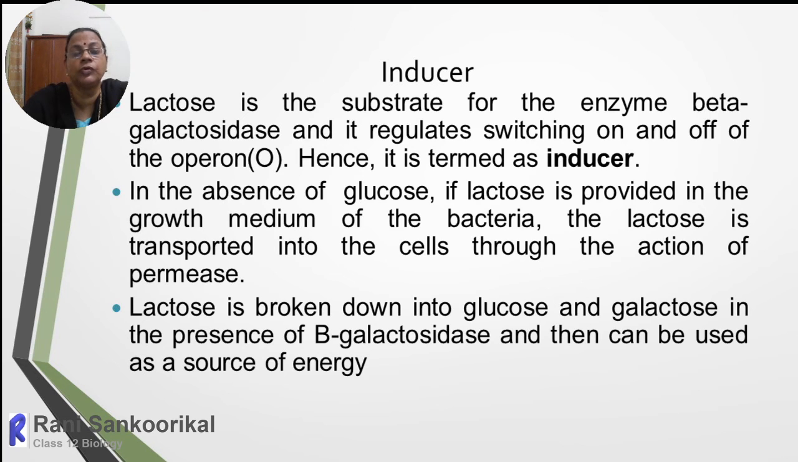In the absence of glucose, if lactose is provided in the growth medium of the bacteria, the lactose is transported into the cells through the action of permease, and lactose is broken down to glucose and galactose in the presence of beta galactosidase, and then can be used as a source of energy. So for that, the initial amount of lactose is converted into allolactose, which is called the inducer, that will bind with the repressor and make the operator on.